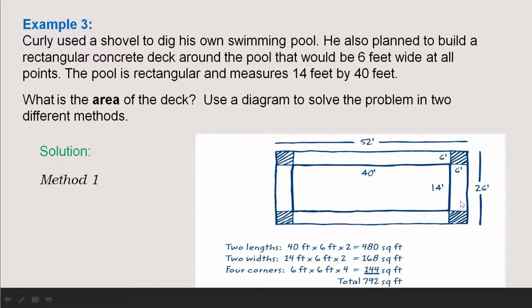And finally, you have the corners, and you have 4 of them. Each corner is 6 by 6. So you'll say 6 times 6 times 4, and that's 144 square feet. You add all these areas together to have the area of the deck. And when you do that, you will have the total to be 792 square feet. So this is one method. This is by dividing the deck into sections.